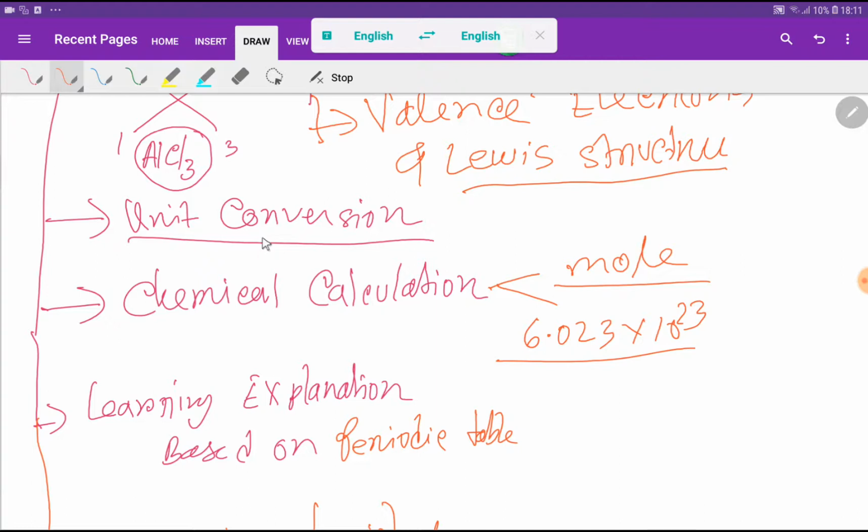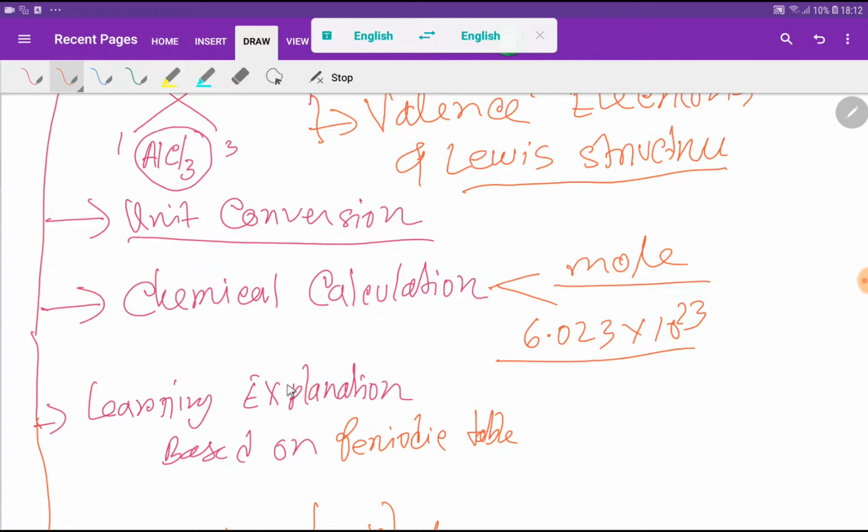And then you have to have knowledge about chemical calculation, right? If you want to do well in chemistry, in chemical calculation you have to have knowledge about mole and Avogadro's number, 6.023 times 10 to the 23.